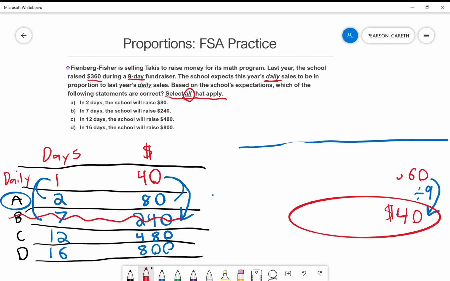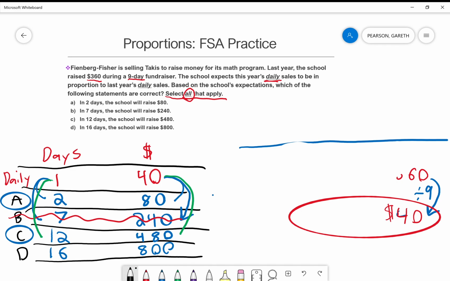Let's try another one. Let's say we go with this. To get from 1 to 12, I multiplied by 12. Now, 4 times 12 is 48. 40 times 12 is 480. Oh, look, it's perfect. C is also an answer choice because it's proportional.